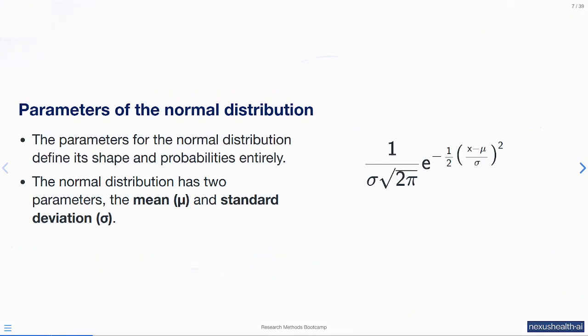The normal distribution has certain parameters which define its shape and its probabilities. The normal distribution has 2 parameters: the mean, represented by the Greek letter mu, and the standard deviation, represented by the Greek letter sigma. The equation that we see on the right side of this slide is the equation for the normal distribution. And as we can see there, the mean mu and the standard deviation sigma are what give the normal distribution its shape.